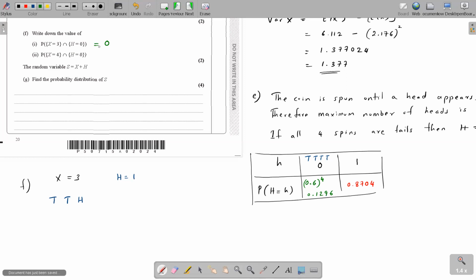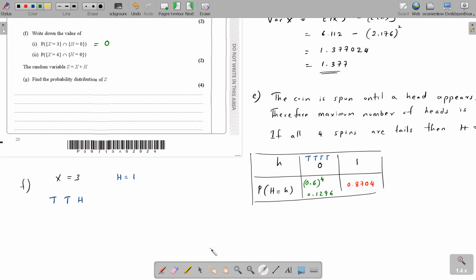If X is 3, then H has to be 1. H can't be 0. Because if you get a tail, you don't stop, you go for another spin. X is the number of times you spin. You don't stop with 3 tails; with 3 tails, you will go for the 4th spin. So X equals 3 means we stop at 3 spins. To stop at 3 spins, you have to get a head. So that probability is 0.